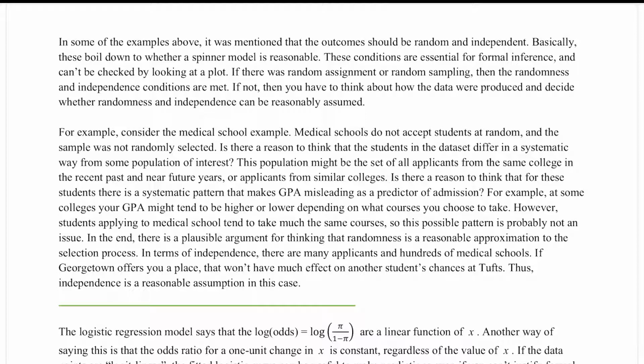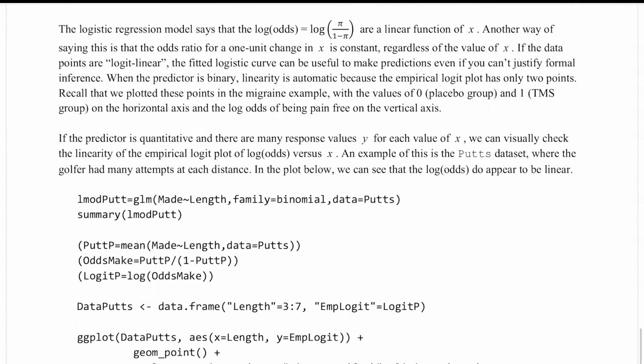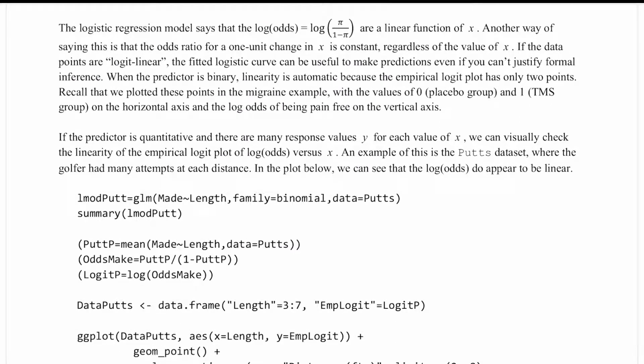And I'll give you at least one or two to practice with so you can kind of try it out for yourself. FYI, I won't be including this randomness and independence or whether assumptions are met on the quiz.